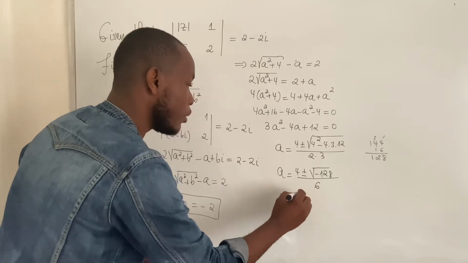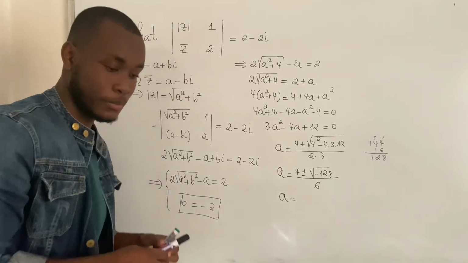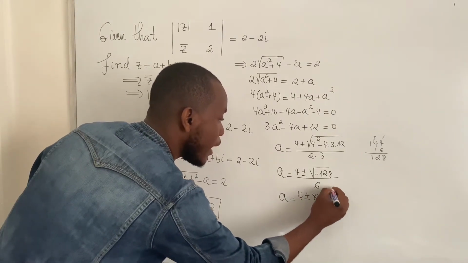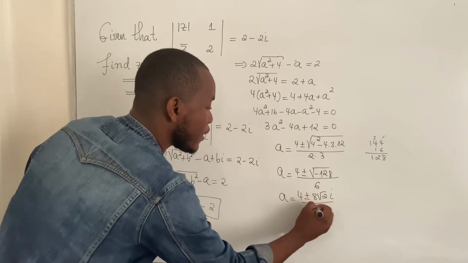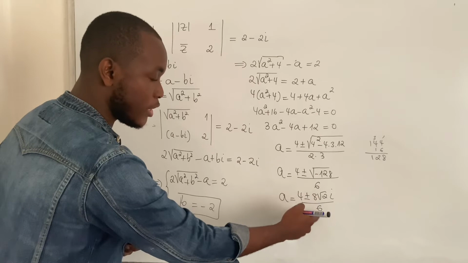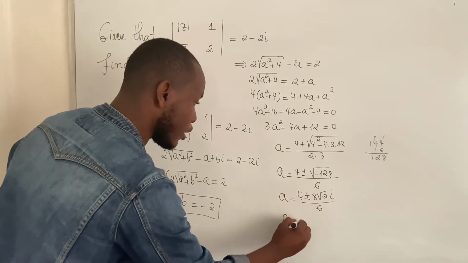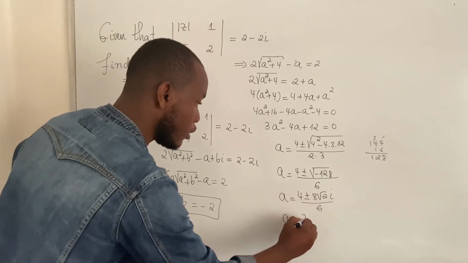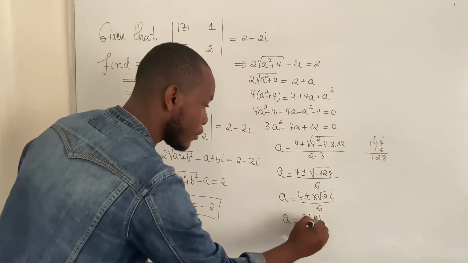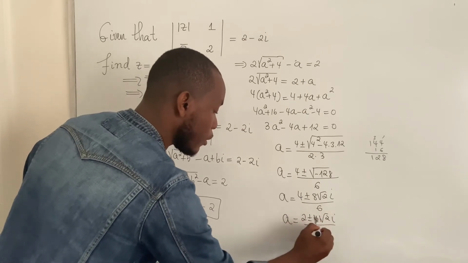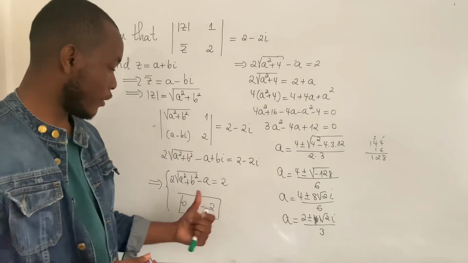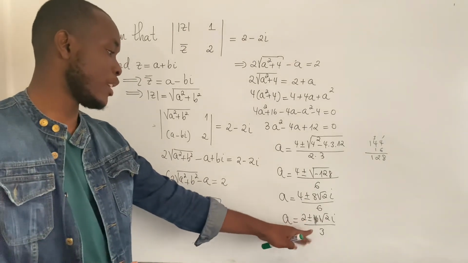So a will be equal to 4 plus or minus 8 square root of 2 i, because it's negative, over 6. If we factorize 4 on top and simplify with 6, we can just factorize 2. Here it will be 4 square root of 2 i over 3. So that's the value of a. We have the b value and we have a, but a is plus or minus.